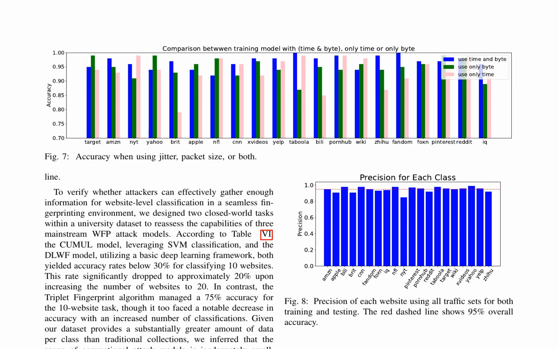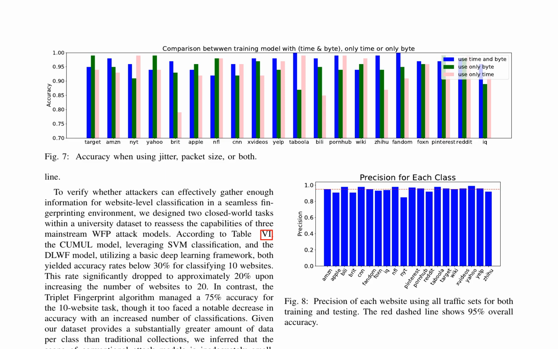Evaluating website fingerprinting attack models in a closed-world task within a university dataset reveals significant limitations in conventional approaches. The QML and DLWF models, leveraging SVM classification and a basic deep learning framework, respectively, achieve accuracy rates below 30% for classifying 10 websites. In contrast, the triplet fingerprint algorithm achieves a 75% accuracy rate, but this declines significantly when the number of websites increases to 20, indicating a lack of stability and generalization capabilities.